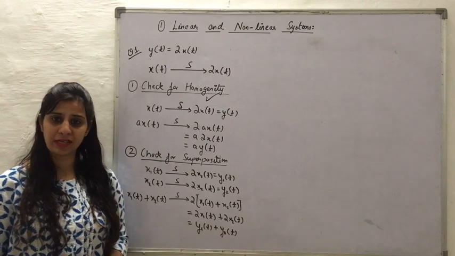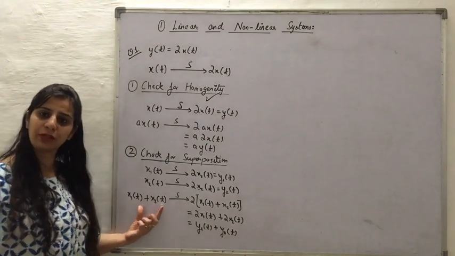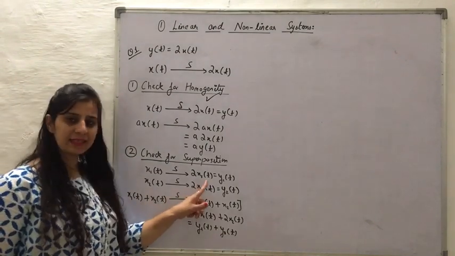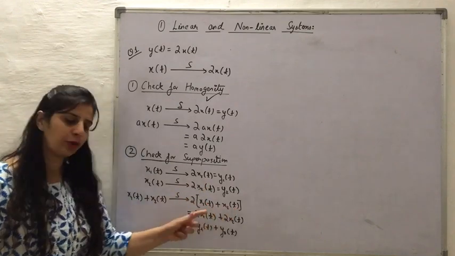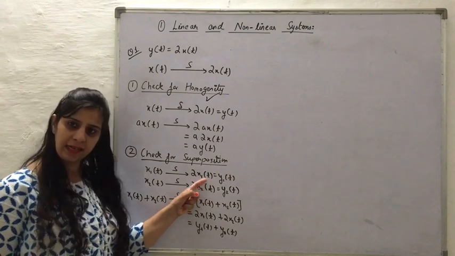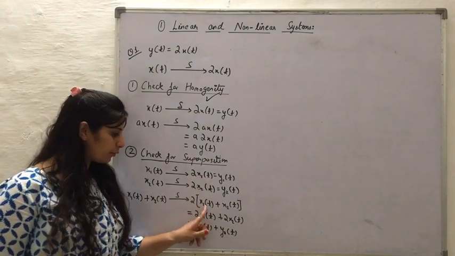Now to verify the superposition principle, what I have to do is I have to give the input as sum of the two signals. So I am giving the input as sum of the two signals. Where we had a single signal here, I have to substitute the sum. So at the output side, where we had a single signal, there I have substituted it as sum of two signals.